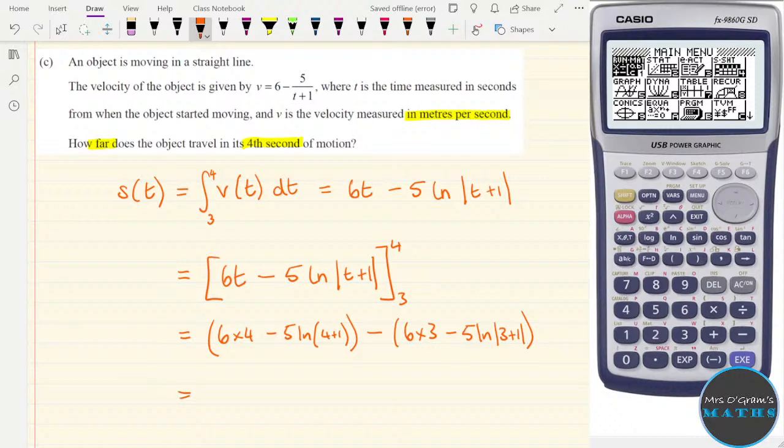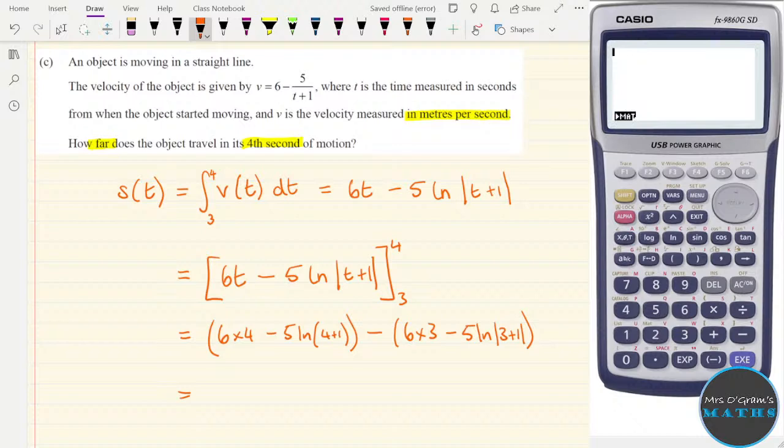Okay, I'm going to head over to the calculator now. That's not going to simplify into anything particularly helpful so leave it in logs. So let's pop that in. So we go 24 minus 5 log 5, take away 18 minus 5 log 4. Oh, I must have typed something in wrong. Here we go. I think it's that one. There we are. And that is 4.88. Going back to the question, we can see that our distance measurement is up here, so it's 4.88 meters.